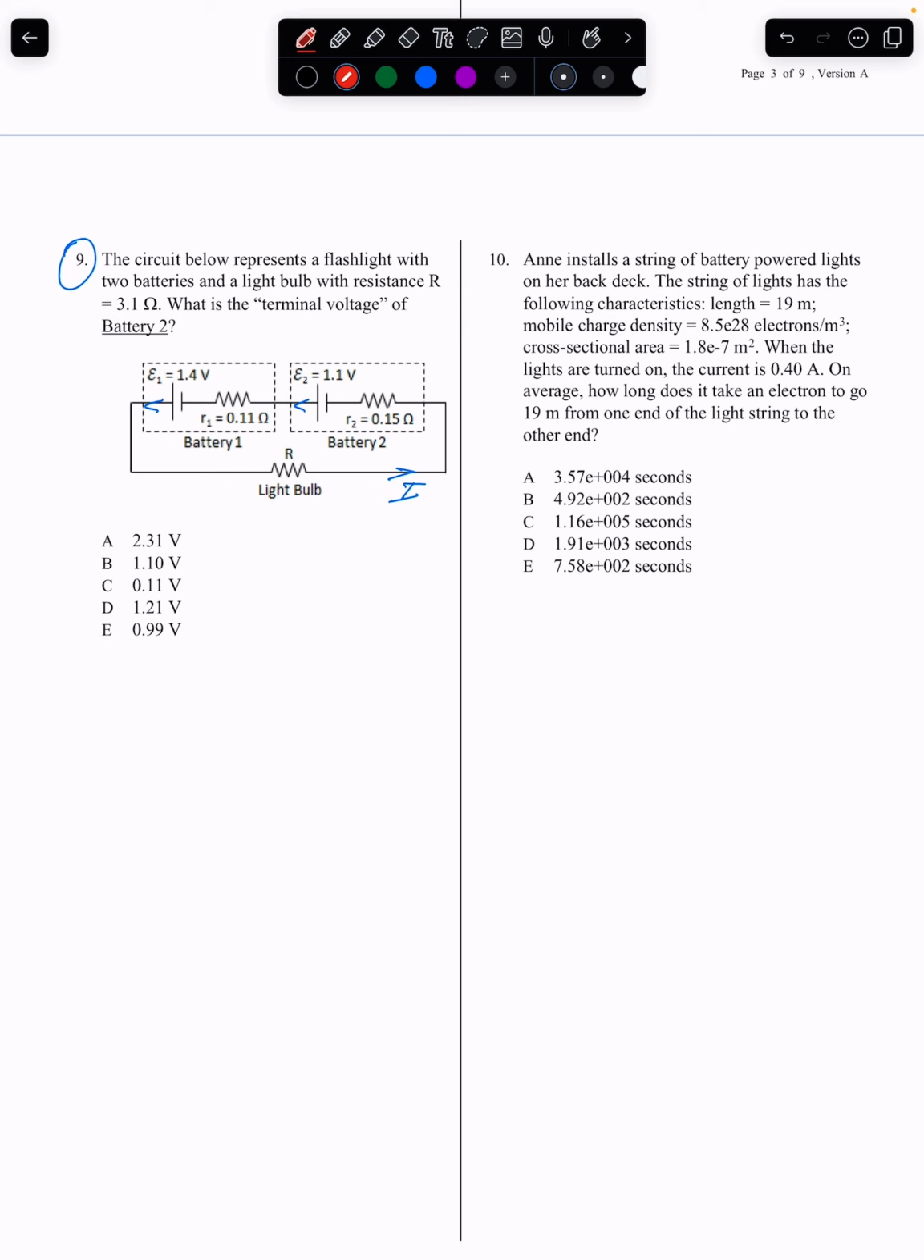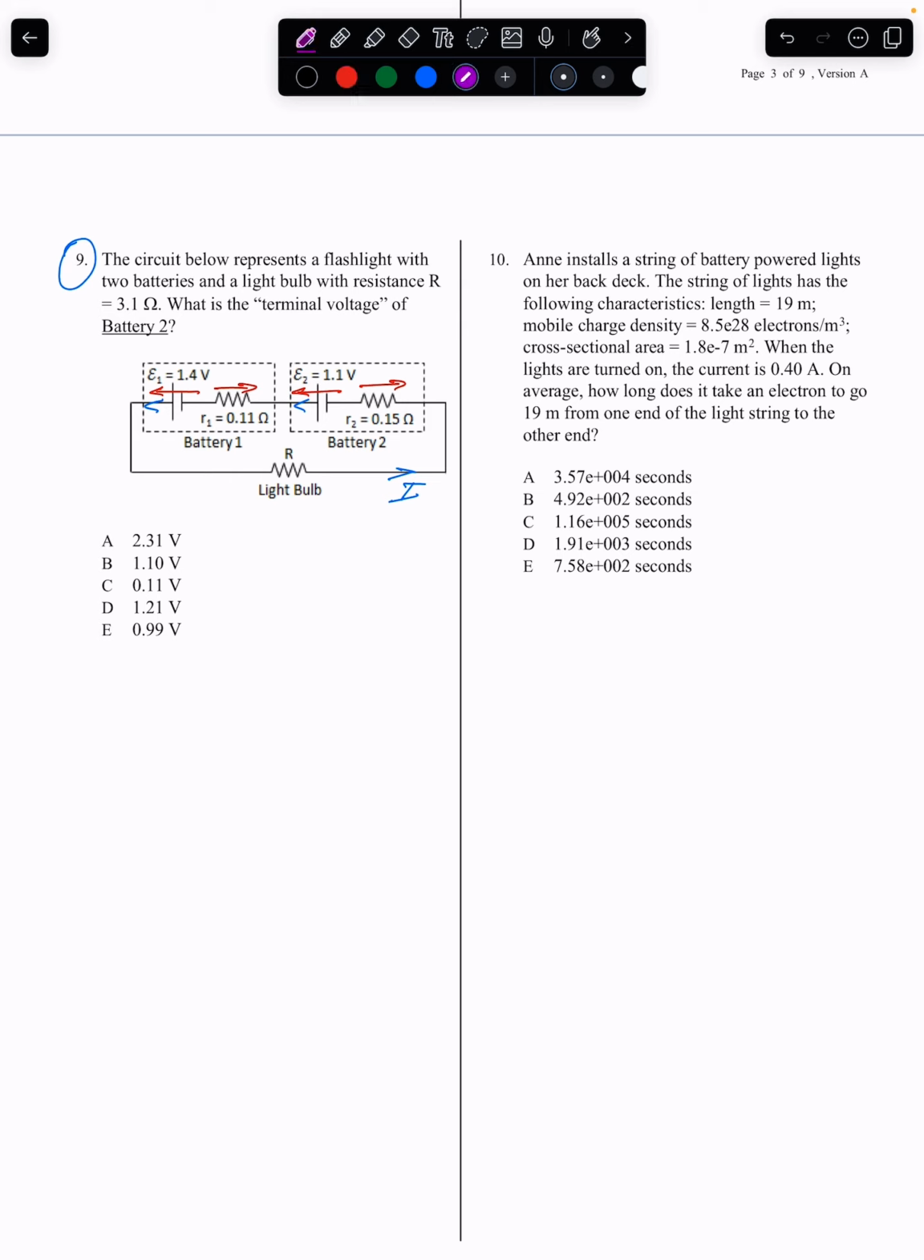So I will start with the batteries. For the batteries, the potential difference is from short to long terminal, from negative to the positive terminal, as indicated in this figure. And for each resistor, the potential difference is against the current. All right, so these are the potential differences.